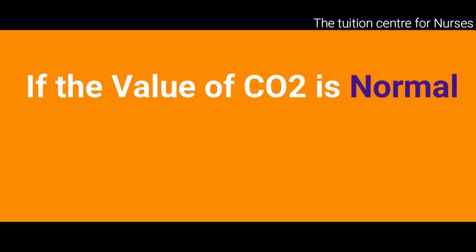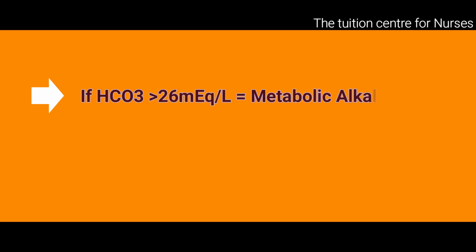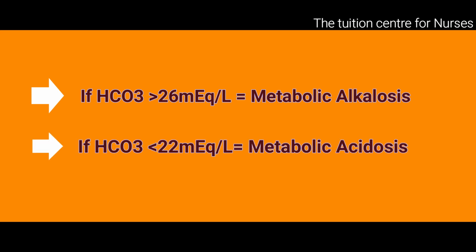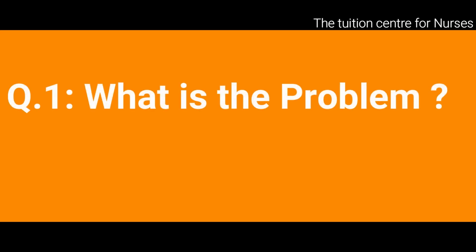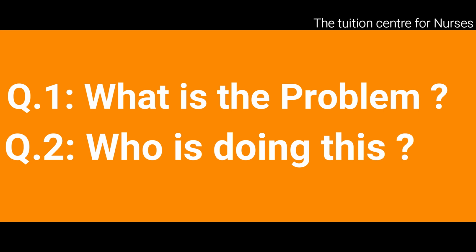If the CO2 value is in the normal range, then we will look at the value of HCO3. If the value of HCO3 is greater than 26 milliequivalent per liter, then we call it metabolic alkalosis. And if the HCO3 falls below 22 milliequivalent per liter, then we term it metabolic acidosis. So after these 2 questions, we are now up to what is the problem and who is doing this. So now we can find out whether it is respiratory acidosis, metabolic acidosis, metabolic alkalosis or respiratory alkalosis.